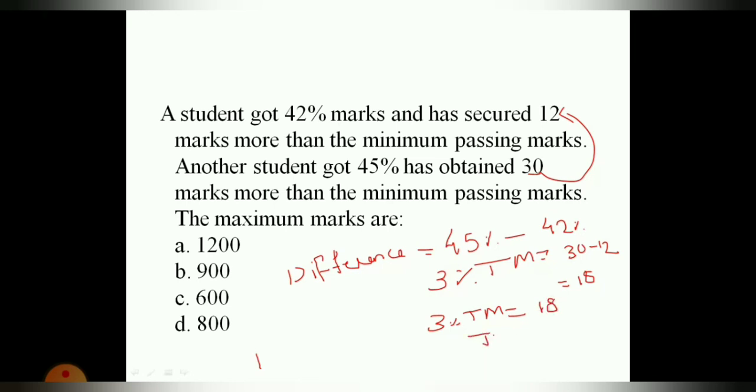We can calculate the total marks from here, right? Total marks is equal to 18 into 100 by 3, which is equal to 600 marks, right? So the answer is option C, 600 marks.